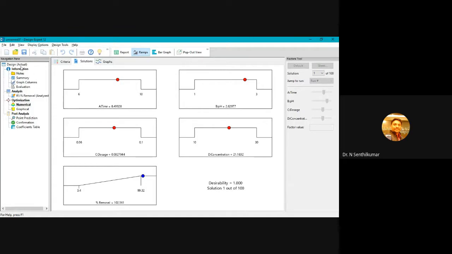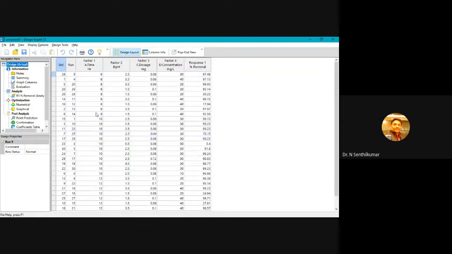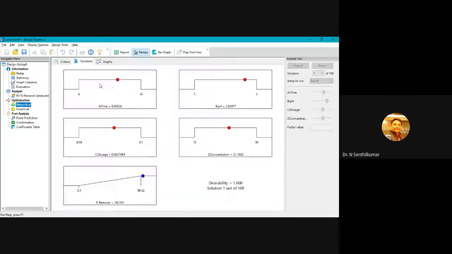So you can see the design. There is no 8.45. Here also you can see 6, 8 and 10. There is no 8.45. But in this case, we are going to get 8.45. pH also 1, 2 and 3 has been taken, but it is 2.62. So exact optimal conditions can be obtained by this RSM, by using the desirability approach.